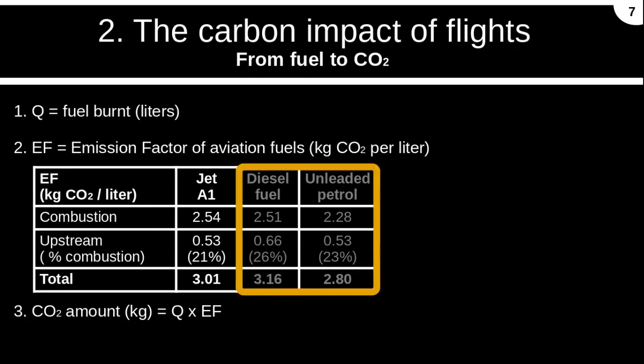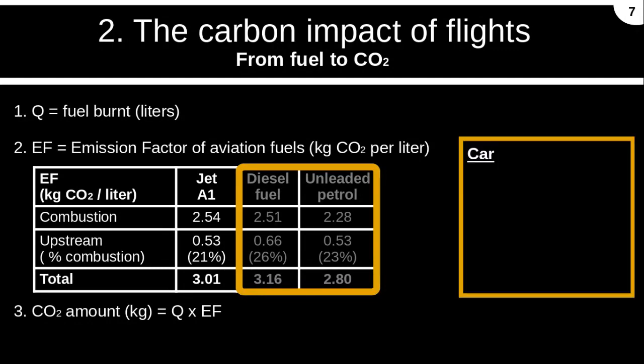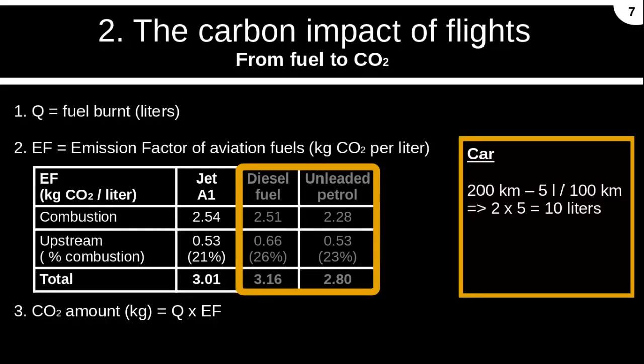Also note the gray figures which you can use for a car. For example, if you drive 200 kilometers with a car consuming 5 liters per 100 kilometers, you will burn 2 times 5, so 10 liters of fuel. The emission factor, including upstream emissions, is about 3 kilograms of CO2 per liter of fuel. This will result in about 3 times 10, so 30 kilograms of CO2.